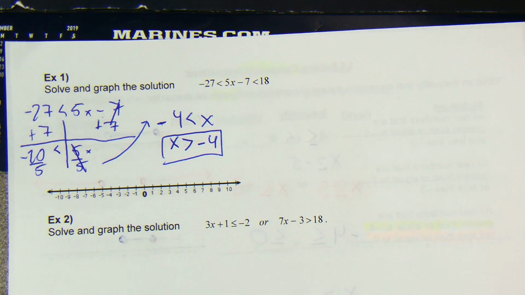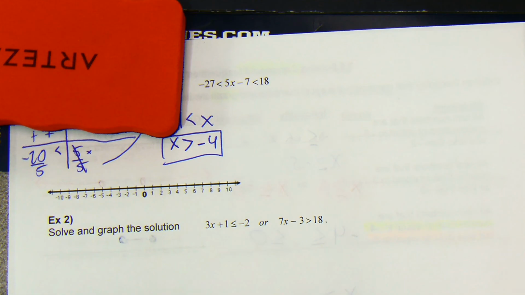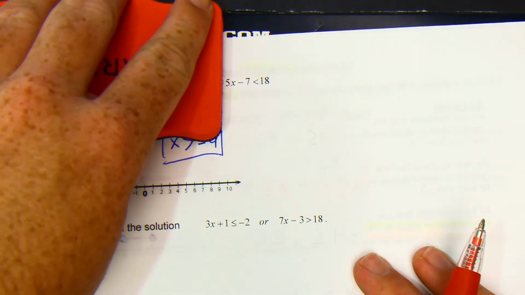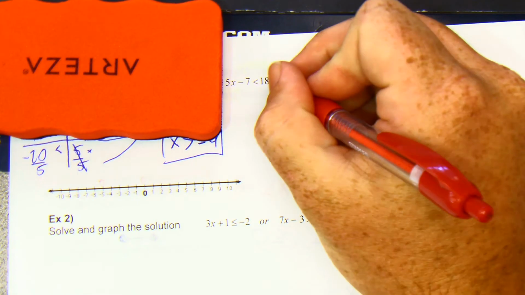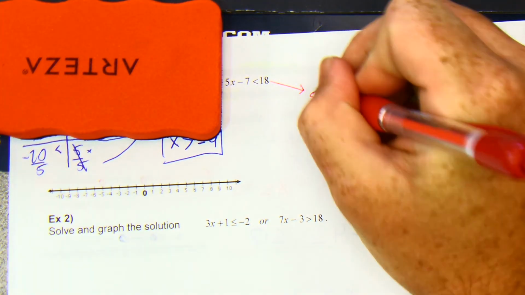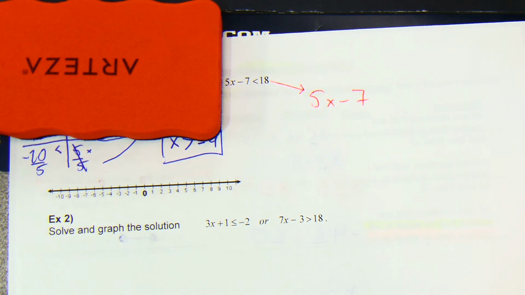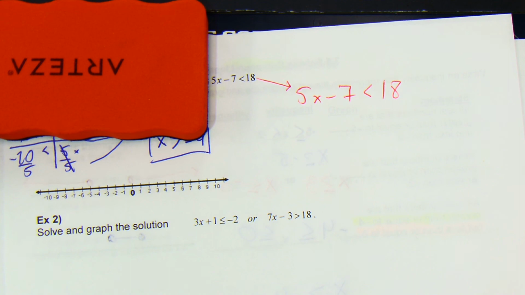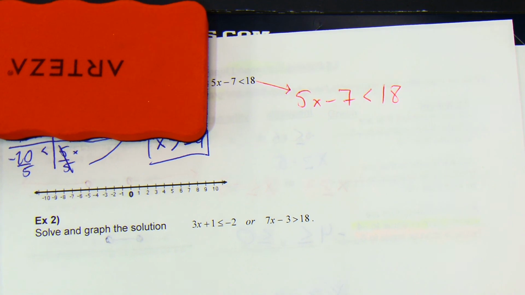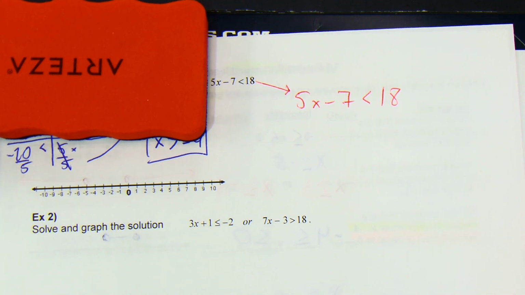Now I'm going to do the other side of my equation. I want to cover up the -27. So now if you can see, I have 5x minus 7 is less than 18. So I'm going to write that over here: 5x minus 7 is less than 18. And now I'm going to solve this just like I did the other problem. All of these, we're going to be solving two separate problems for them.